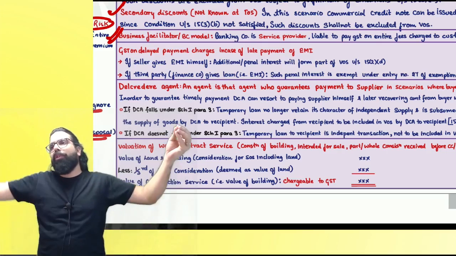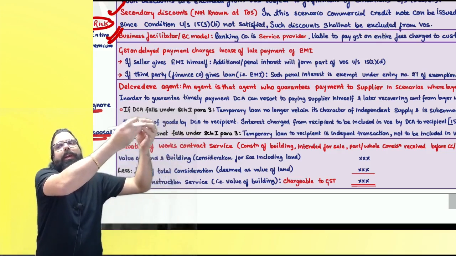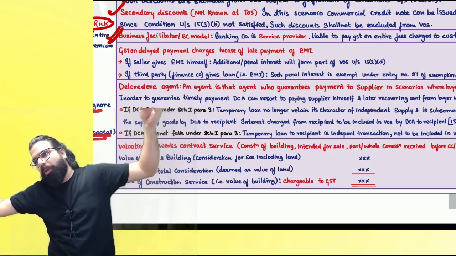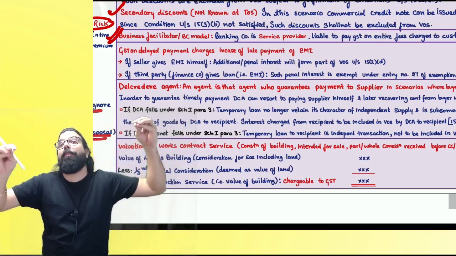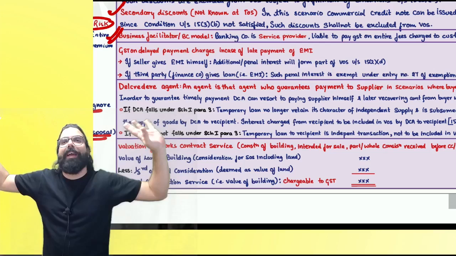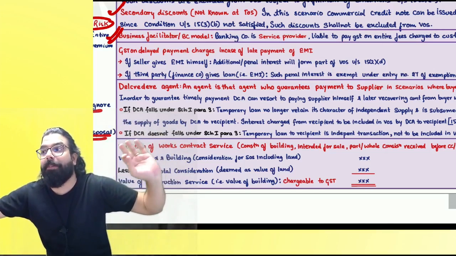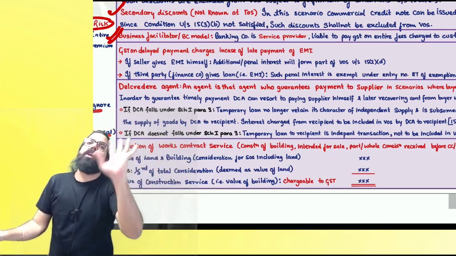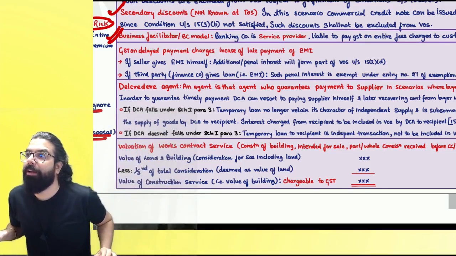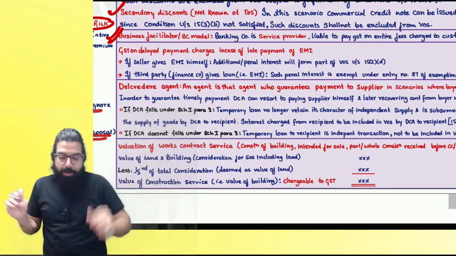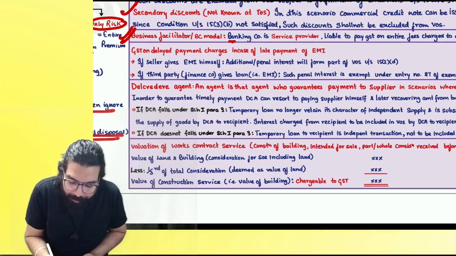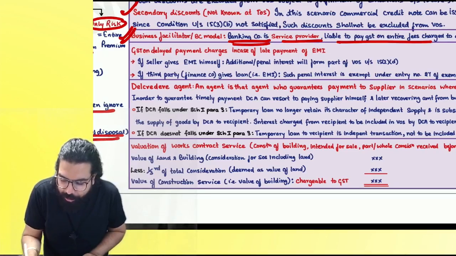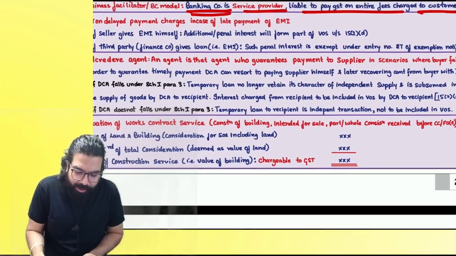Are we clear? Although the services are provided through the business facilitator, whatever amount the customer pays, might be the customer pays to the business facilitator and he pays that amount to the bank. But ultimately, the supplier of service is the bank. Total amount is the GST liability of the bank. Can I go ahead, everyone? So that is what is being told over here. Banking company is the service provider liable to pay GST on the entire amount collected from the customer.